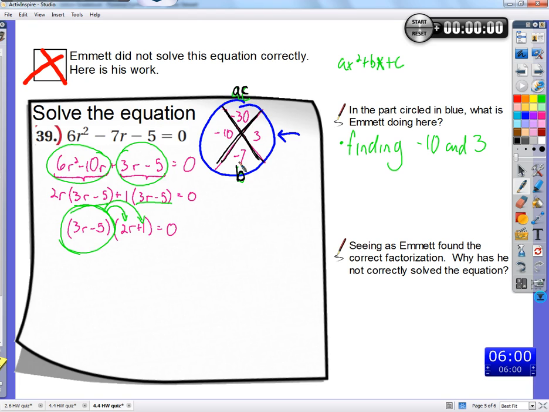Okay, well, that's some good factorization. Emmett factored correctly, right? You see there. And the second question says, seeing as Emmett found the correct factorization, why has he not correctly solved the equation? So, jot a little note to yourself on that topic. He has done everything correct. Why hasn't he found the solution?